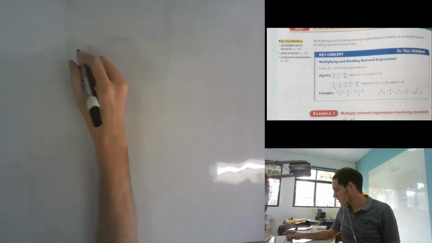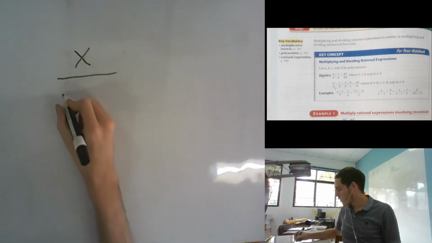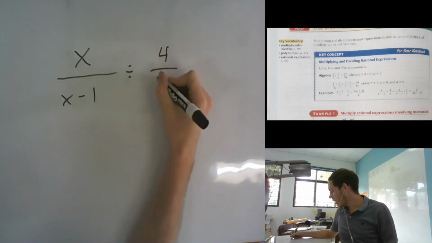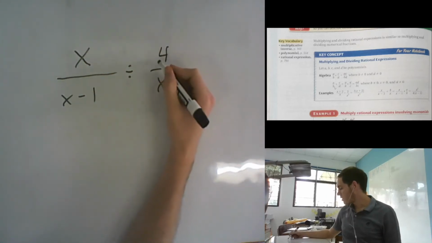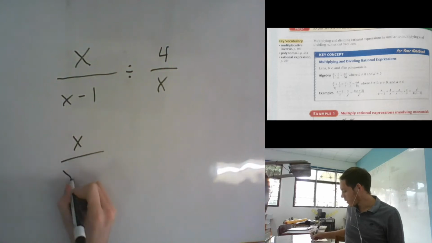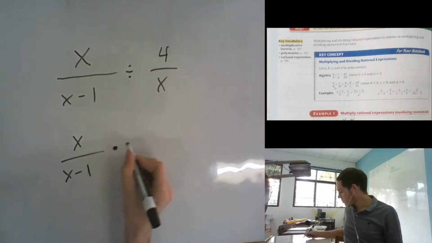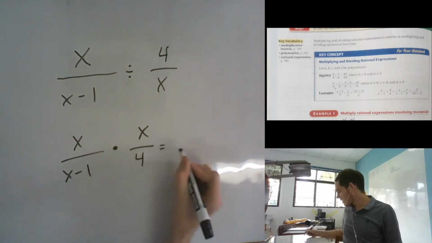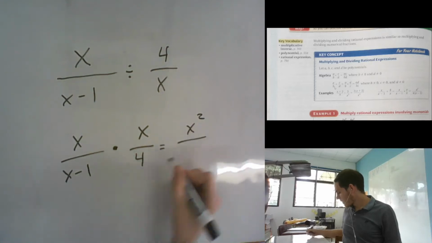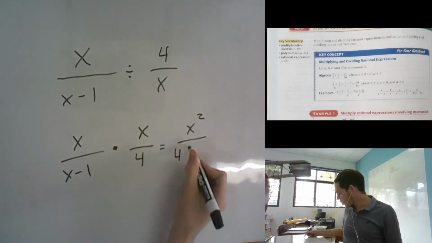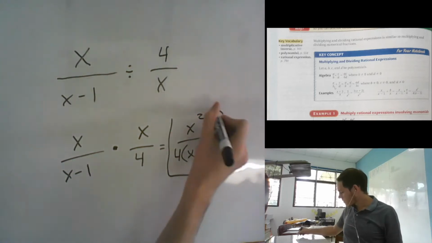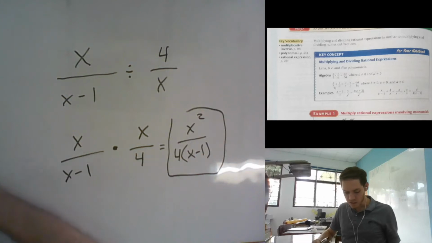Okay, so if we have x over x minus 1 divided by 4 over x. Now, division is the same thing as multiplying by the reciprocal, so you multiply by x over 4. X times x is x squared. 4 times x minus 1 is 4x minus 1. Okay, and that would be our answer right there. We'll talk about excluded values in a minute, but first, we're just finding products.